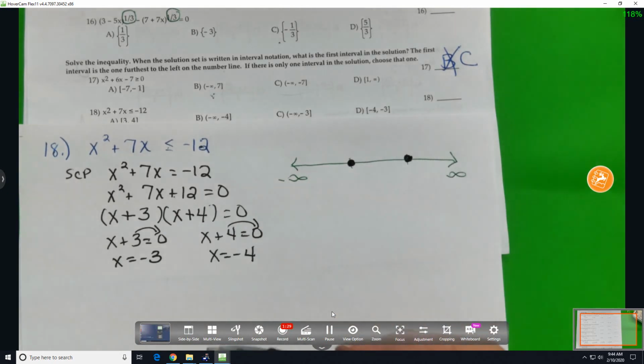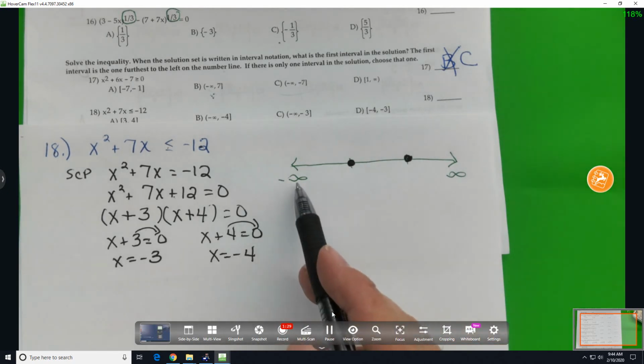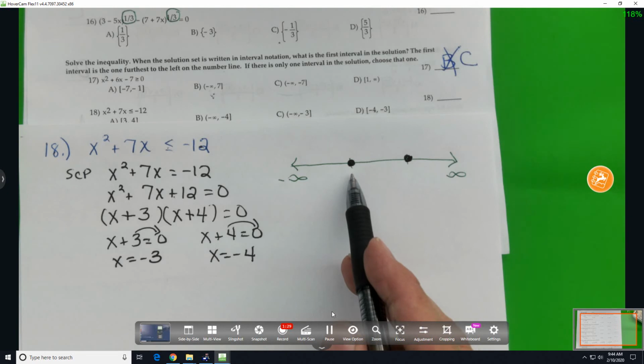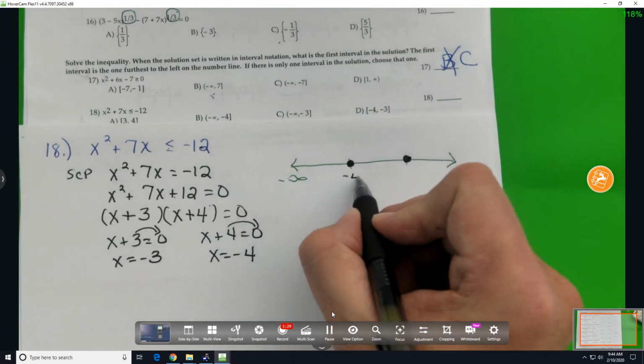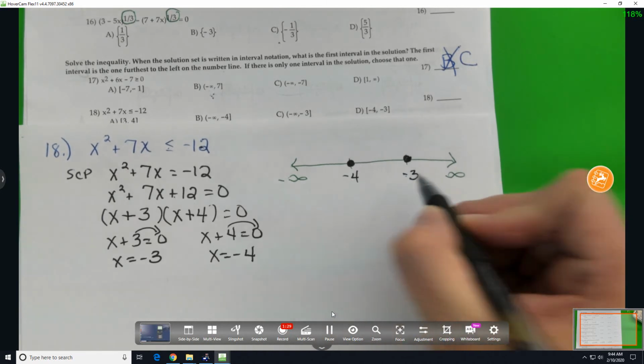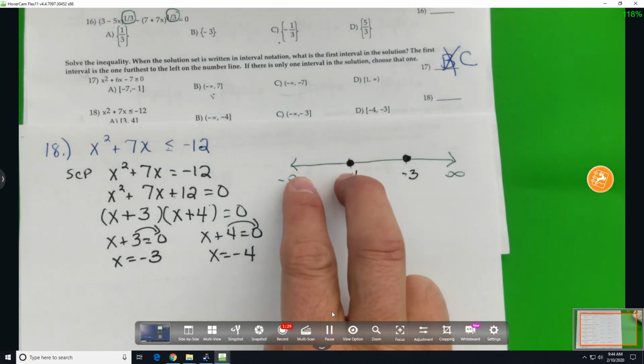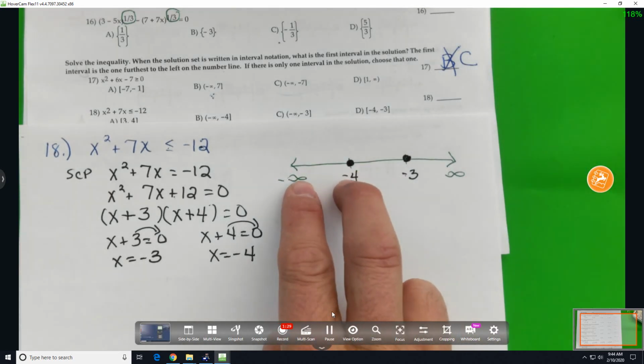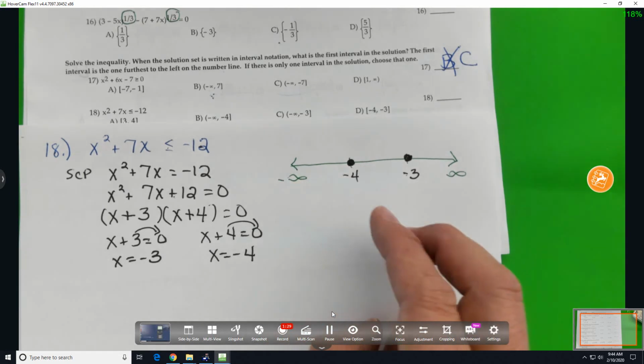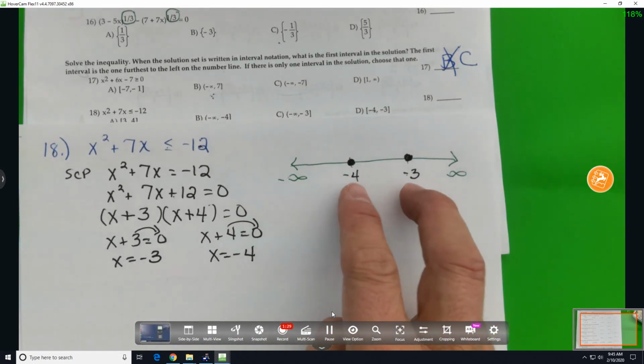Which number should be further to the left? Which one's closer to negative infinity? Am I going to put a negative 3 or a negative 4 right here? Negative 4. Negative 3. Those are the two numbers you cannot use as test points. So you could use something like a negative 5, negative 6, negative 7 if you want to test the first interval. I sure wouldn't decide to test this middle interval.